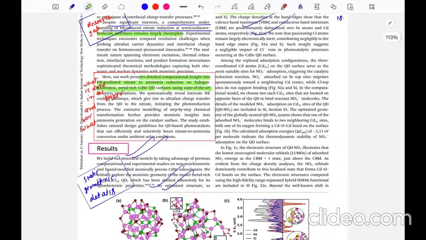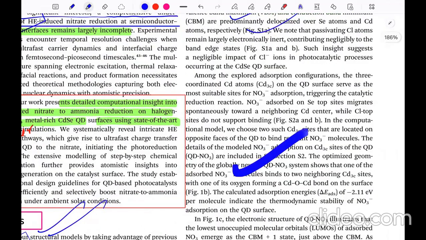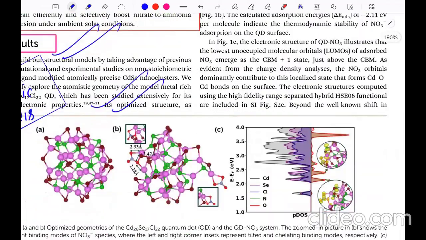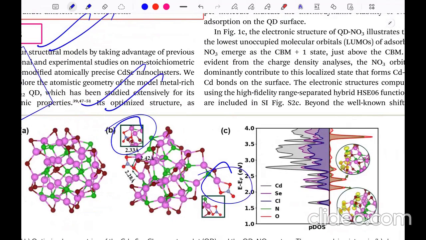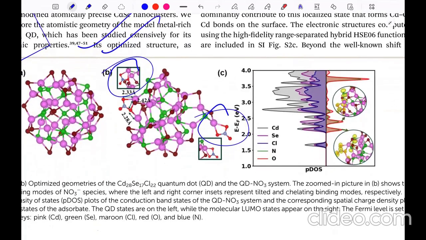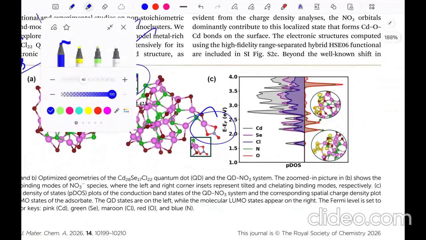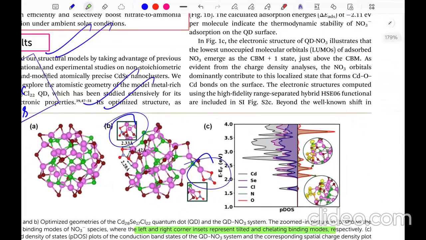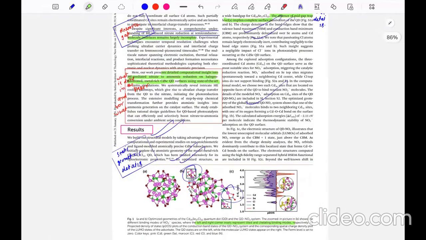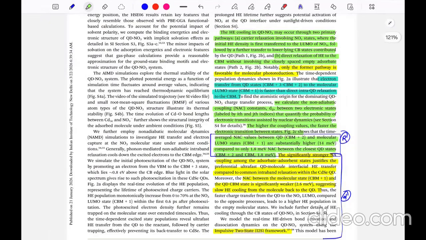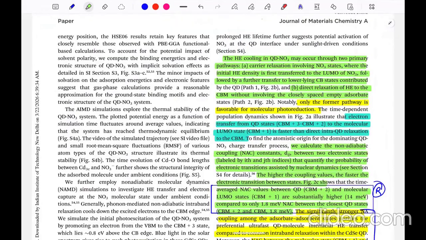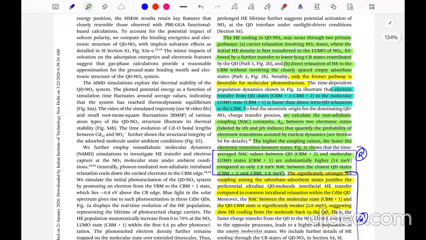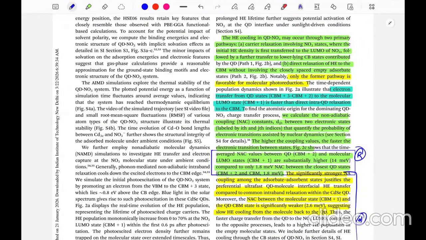And also in this part they have discussed the adsorption configuration, the binding of NO3 on the different phases. What are the modes of the binding? Here, if you will see, it is chelating, tilted and chelating binding mode. So this is the result part, and in the result part, a little bit of discussion has been oriented.